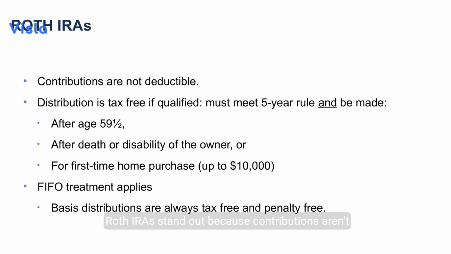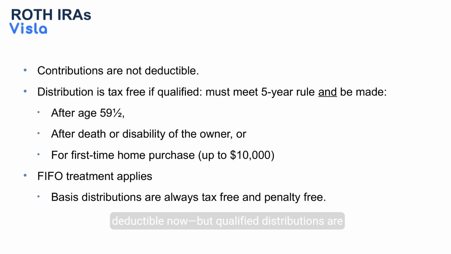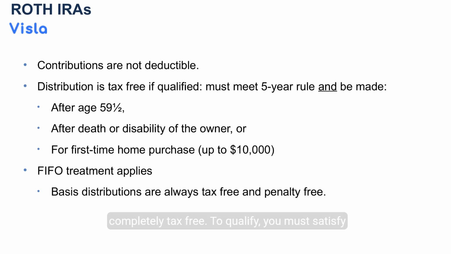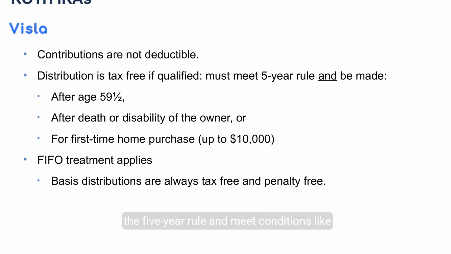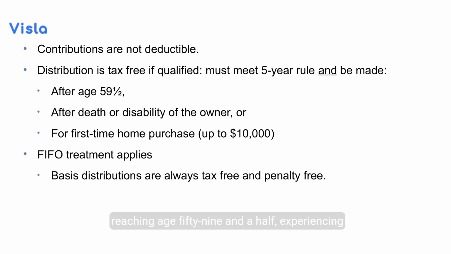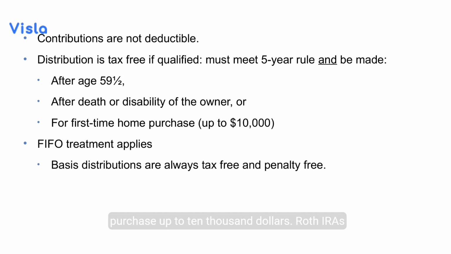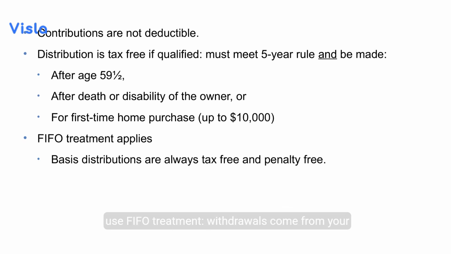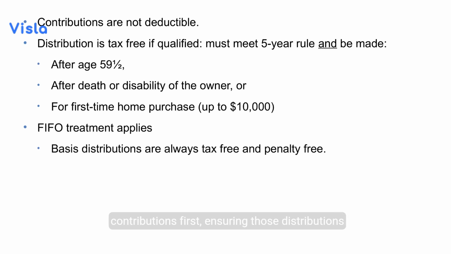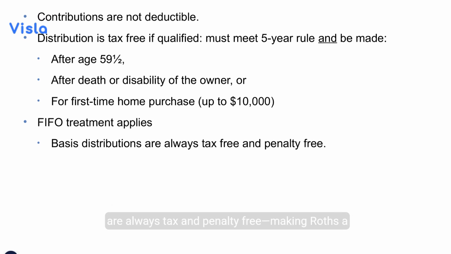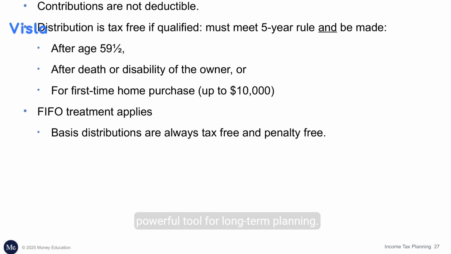Roth IRAs stand out because contributions aren't deductible now, but qualified distributions are completely tax-free. To qualify, you must satisfy the 5-year rule and meet conditions like reaching age 59 and a half, experiencing death or disability, or making a first-time home purchase up to $10,000. Roth IRAs use FIFO treatment. Withdrawals come from your contributions first, ensuring those distributions are always tax and penalty-free, making Roths a powerful tool for long-term planning.